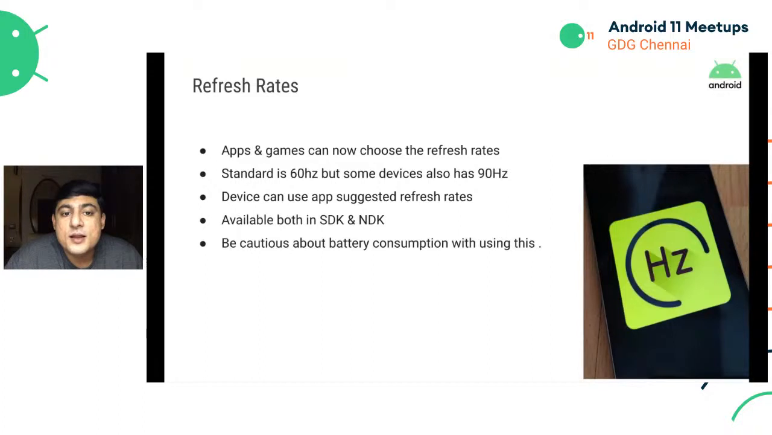Many displays are now supporting multiple refresh rate settings. Earlier, in Android 10, the OS was able to decide whether it should run at a higher refresh rate, or throttle down to a lower refresh rate depending on the situation. Now, apps using the SDK or the NDK can ensure that your app is running at a certain refresh rate, and that will help you give a better experience to the user in the long run.